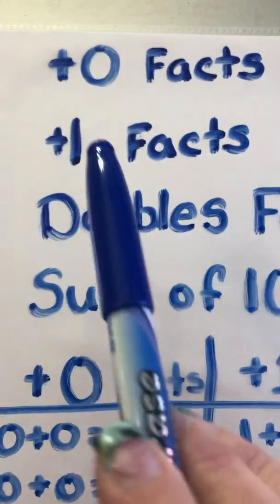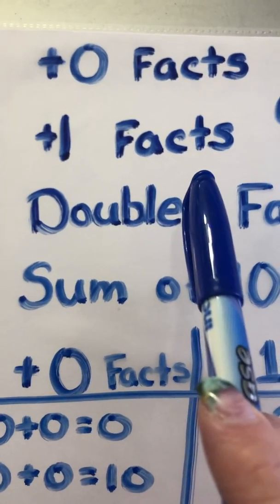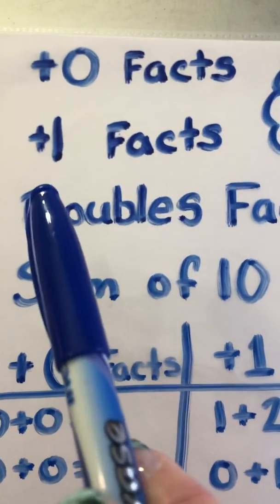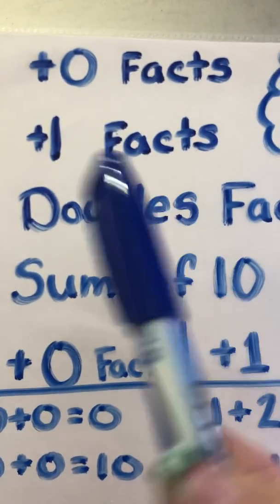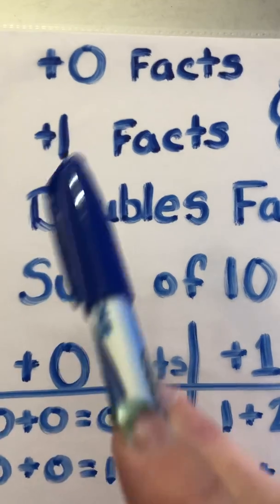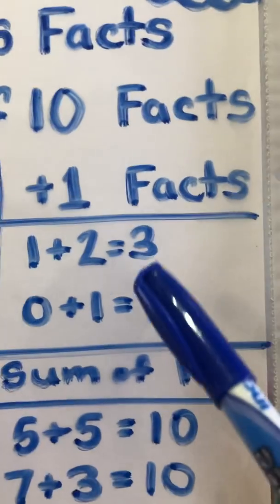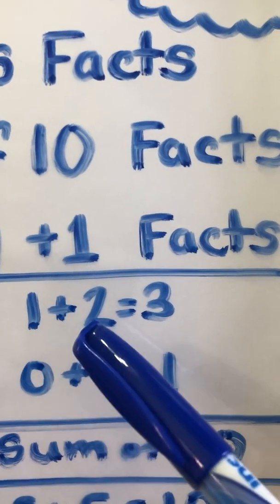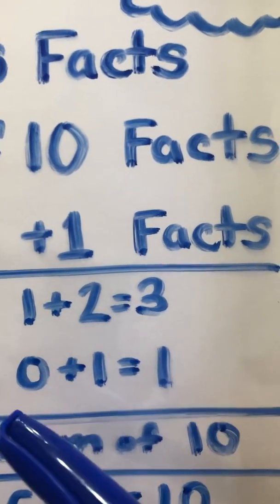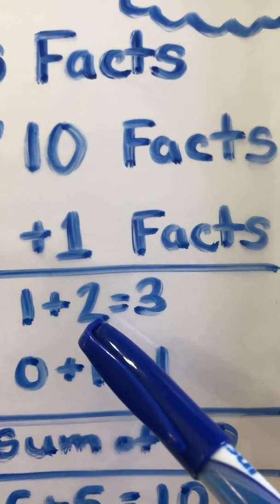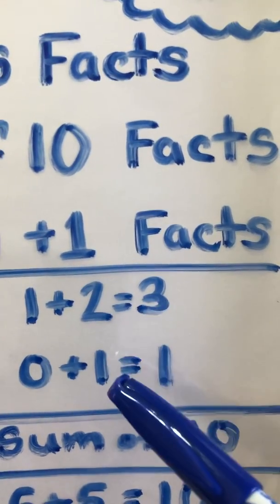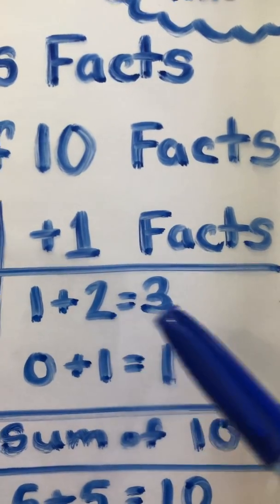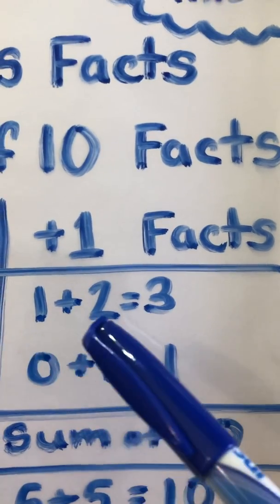The next type of math fact that we know are the plus one facts. If plus zero facts, the number doesn't change, then a plus one fact, the answer is going to be one more than the number you're adding to 1. For example, here are some plus one facts. 1 plus 2 equals 3. If you're adding one more to 2, the answer is just going to be the next number. What comes after 2 if you're counting?